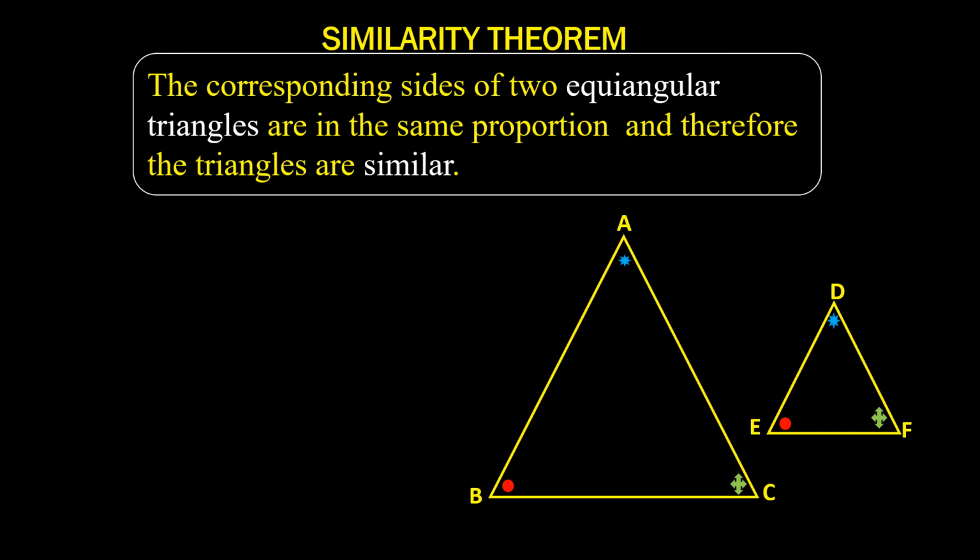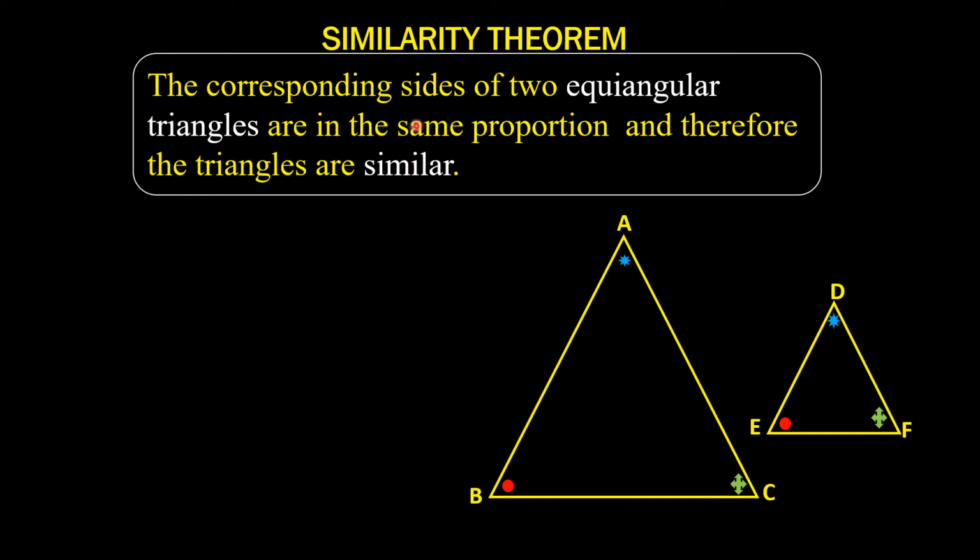Similarity theorem. The corresponding sides of two equiangular triangles, equal angles. Look at the triangle here. Angle A equal to angle D, angle B equal to angle E, angle C equal to angle F. So they are called equiangular, not equal triangles. One is big, the other one is small. The sides are different, but the corresponding angles are equal.